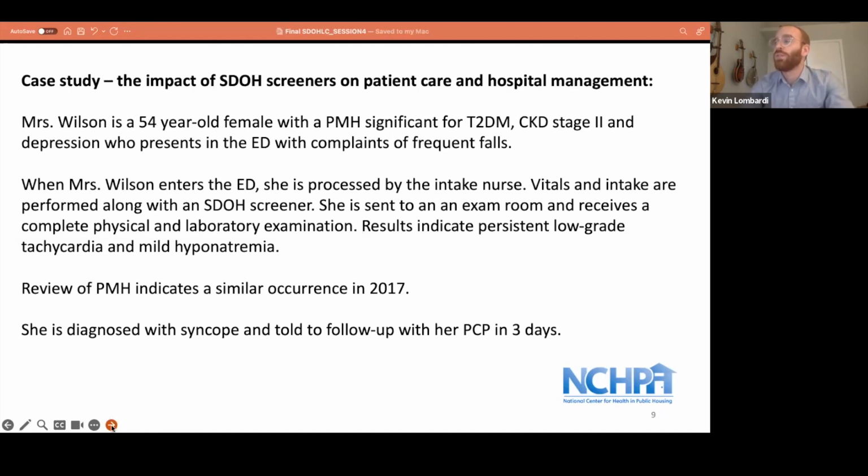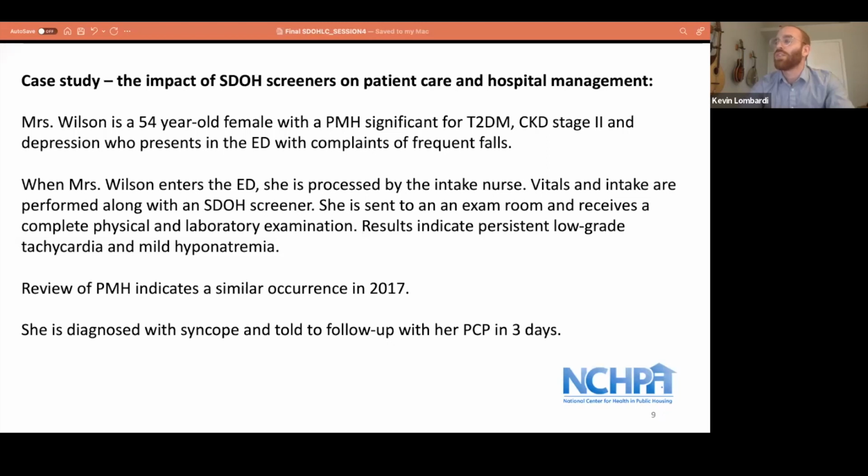Mrs. Wilson is a 54-year-old female with a past medical history significant for type 2 diabetes, stage 2 kidney disease, and depression. She presents in the ED with complaints of frequent falls. When Mrs. Wilson enters the ED, she is processed by the intake nurse. Vitals and intake are performed along with an SDOH screener. She is sent to an exam room and receives a complete physical and laboratory examination.